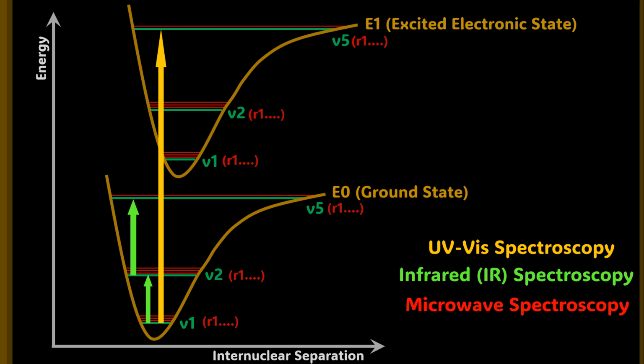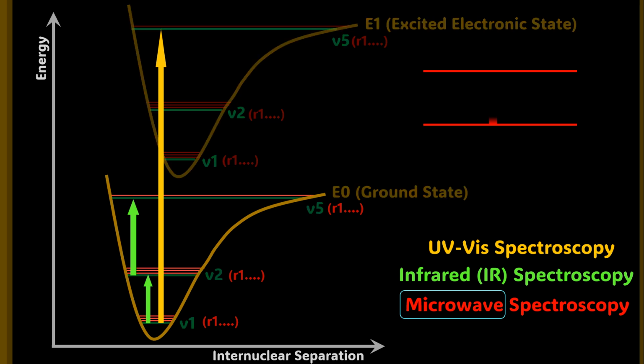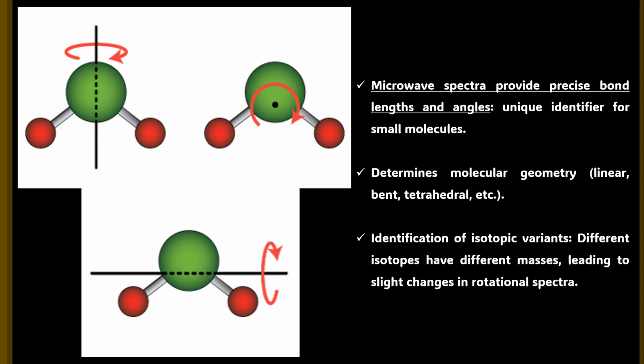Similarly, if we consider the microwave spectroscopy, as the name suggests, the photons are in the microwave region. These photons have much lower energy as compared to UV visible and even lower energy as compared to the infrared region. And thus in microwave spectroscopy, the transitions that happen are in the rotational energy state. So it defines the rotation of the molecule.